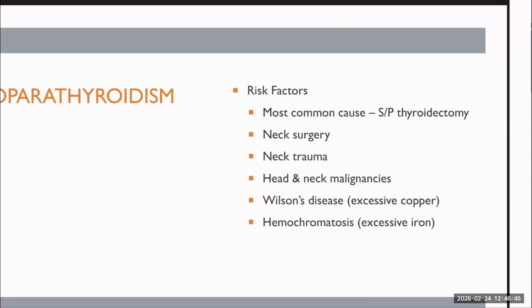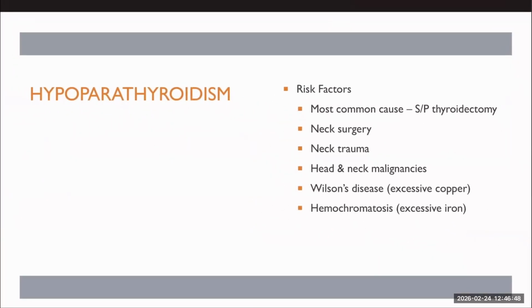So risk factors for hypoparathyroidism: the most common cause is thyroid surgery. Why? They take everything out. So if any of your patients say yes when you ask, have you had surgery? And they said, I have my thyroid taken out. What should be your next question? Do you still have your parathyroid glands there? Sometimes they leave them in, sometimes they'll move them to the forearm or put them somewhere else. But do they still have the parathyroid glands? Neck surgery, trauma, neck malignancies. These are two weird ones, Wilson's disease and hemochromatosis, can also be a risk factor for hypoparathyroidism.